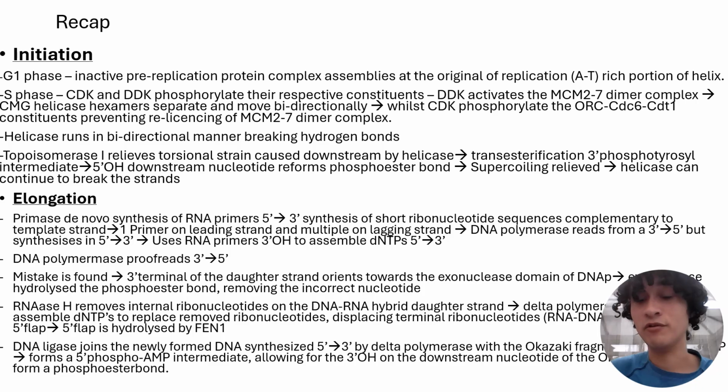FEN1 comes in and removes that 5' flap, and then ligase comes in, with the help of ATP, forming that 5' phosphate AMP intermediate, which allows the downstream 3' hydroxyl nucleotide on the Okazaki fragment to form that phosphoester bond with the backbone. So you get ligation of that backbone, and we've got our 2 daughter strands of DNA.